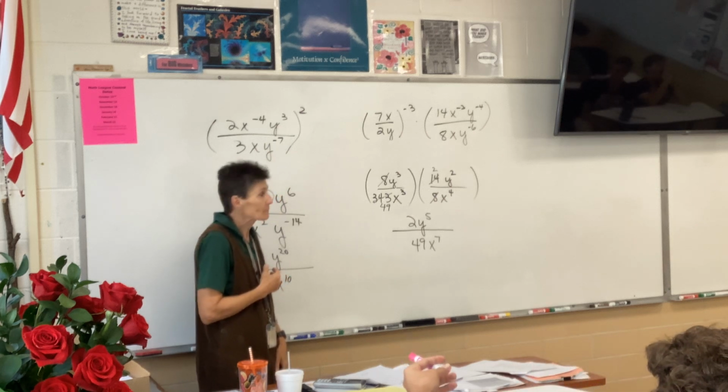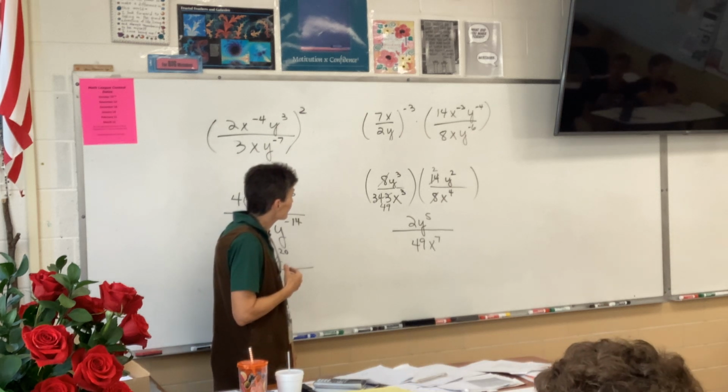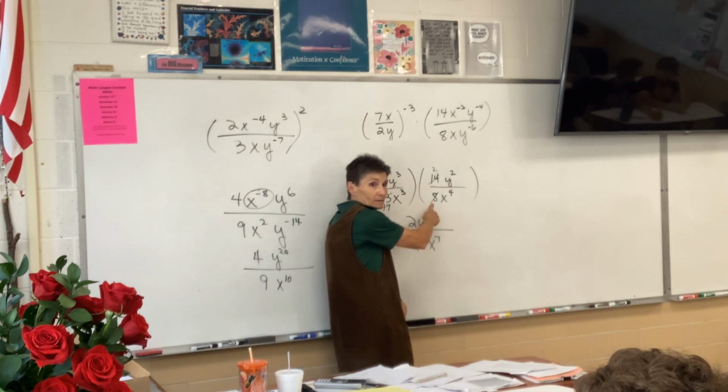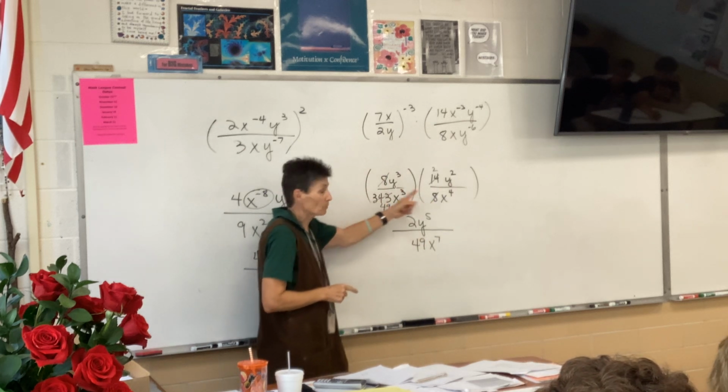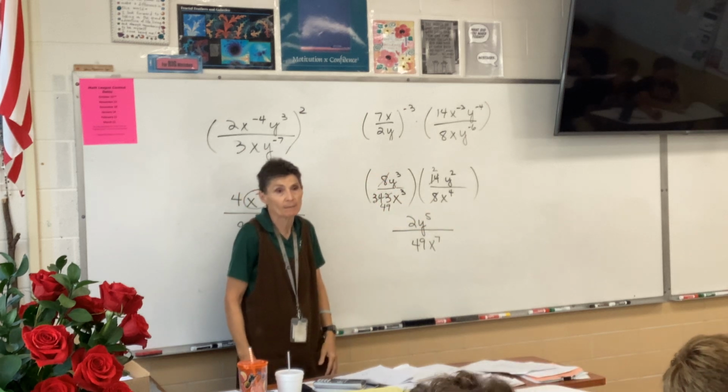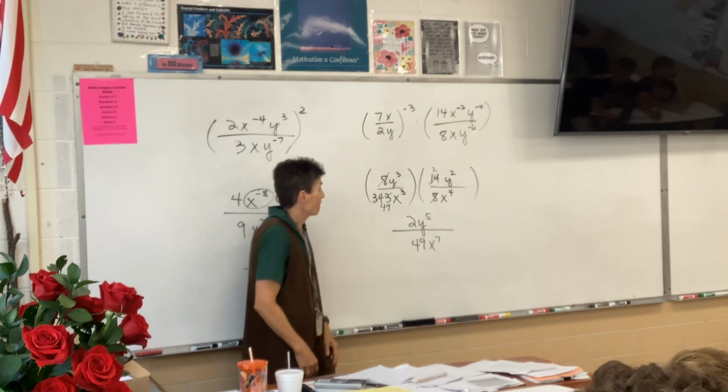How did you get rid of the 8 and then the 343? This 8 canceled with that 8. This is a multiplication problem, so anything on the top cancels with anything on the bottom. Yeah, I got it.